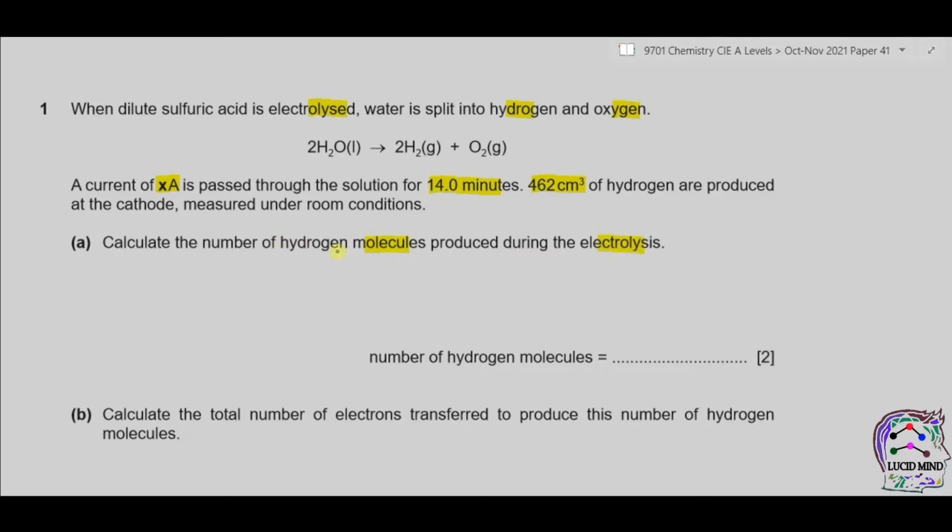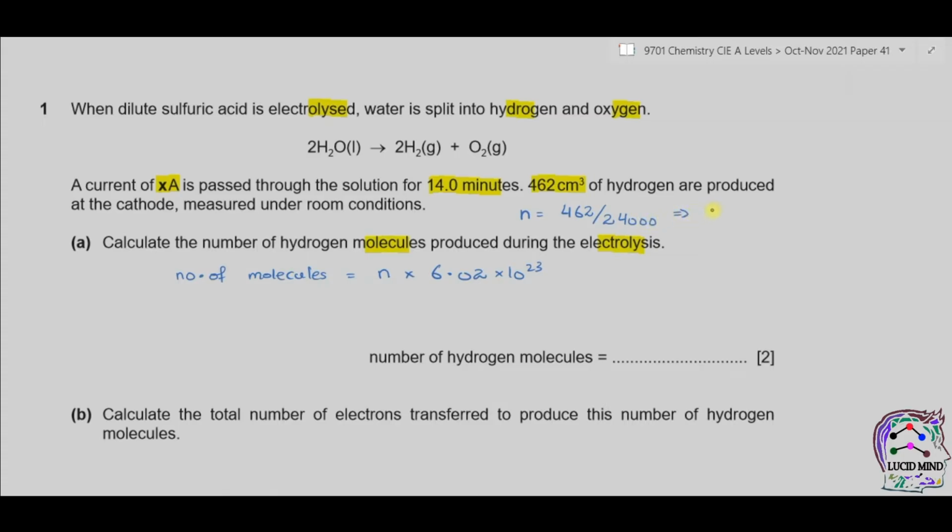The formula for molecules is: number of molecules equals number of moles multiplied by Avogadro's constant, which is 6.02 × 10^23. As we do not know the number of moles, we only have volume, so let's first convert this volume into moles. The formula used is number of moles equals volume in cm³, which is 462, divided by 24,000 cm³.